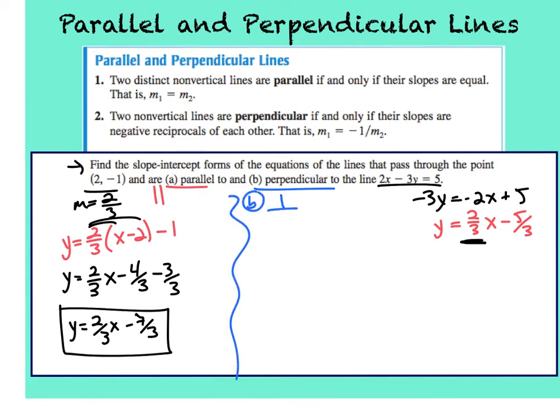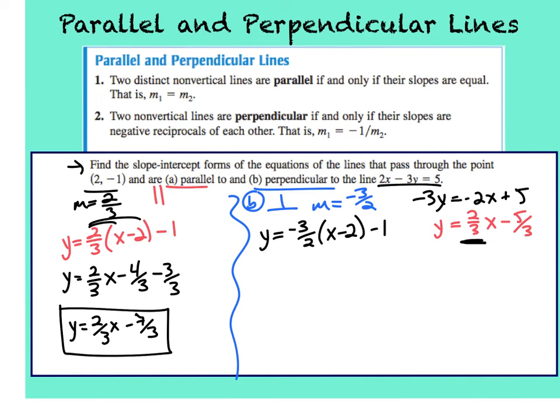So what do I need for perpendicular slopes? They are what of each other? They're opposite or negative reciprocals. So instead of 2/3 as my slope, what do I want my slope to be? -3/2. All right. So now I'm ready to make my lines. So now I have y equals -3/2 times the quantity x minus 2 and then minus 1 again.